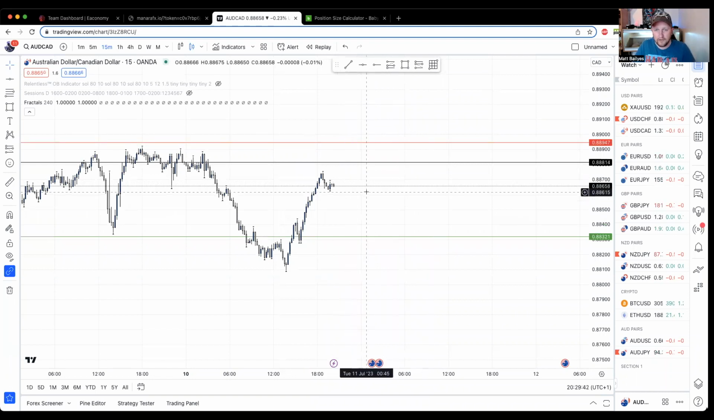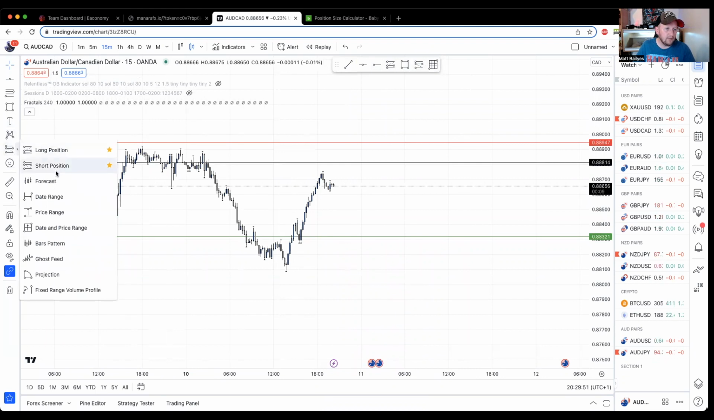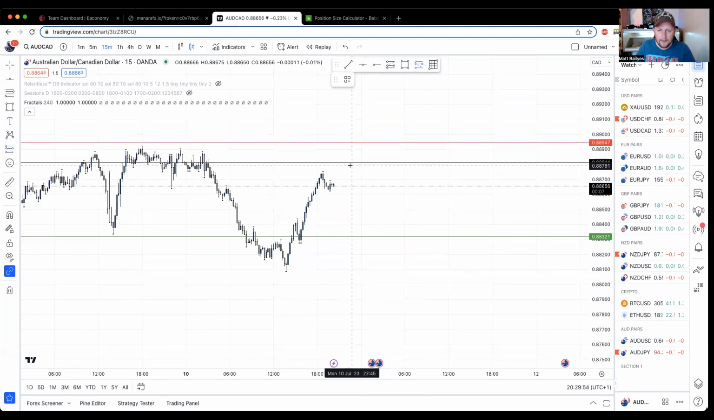So we've got our levels right here. The next thing you need to do is find the short position tool. If you haven't got the shortcuts up there, it's down here on the left hand side. You've got your short position tool right there.